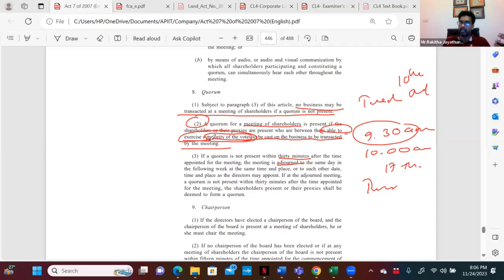Even the examiner mentioned this point, right? You have understood the concept, but when you're writing it, you have to be precise. So there you have to specifically say it is the minimum number of shareholders who have the voting right.